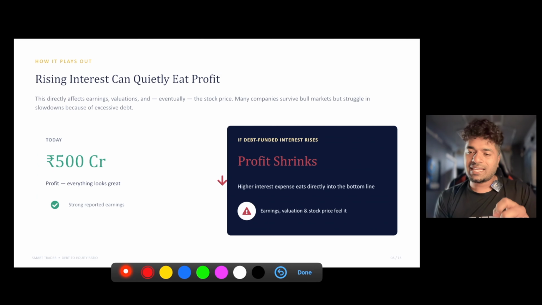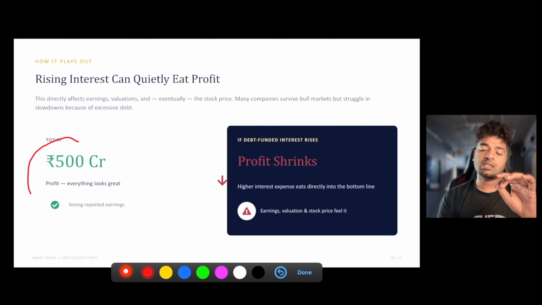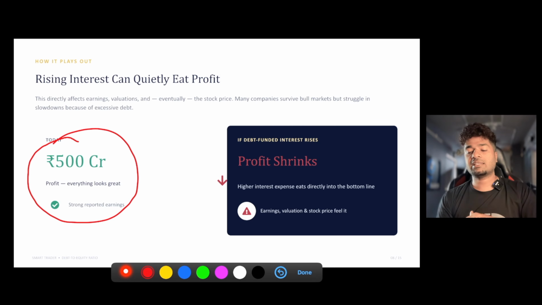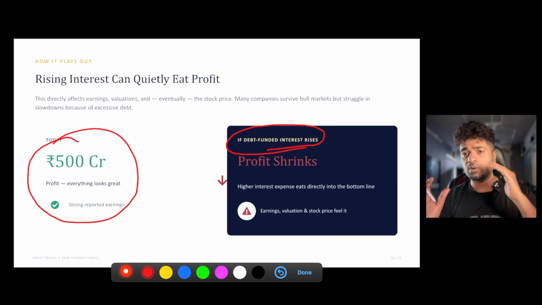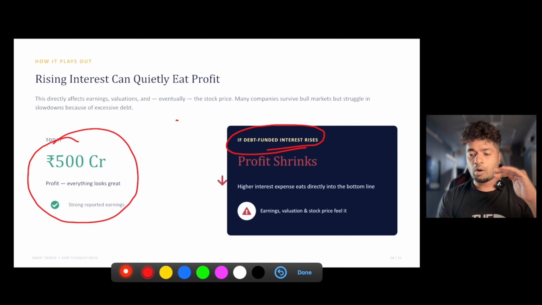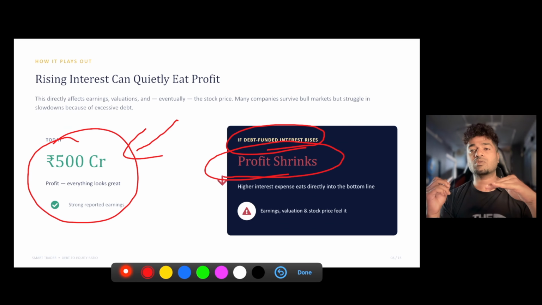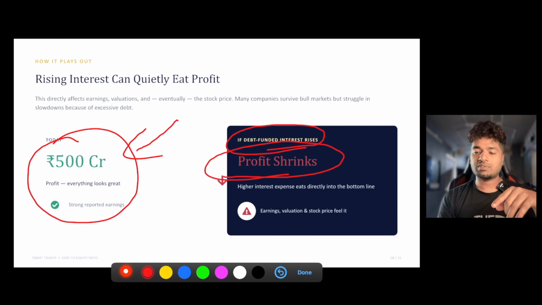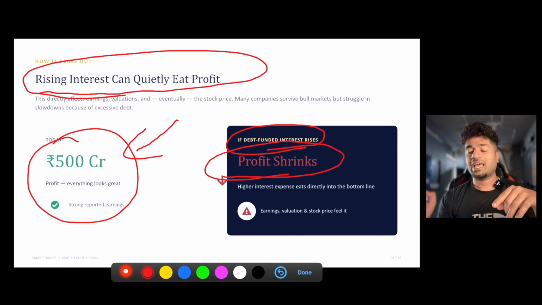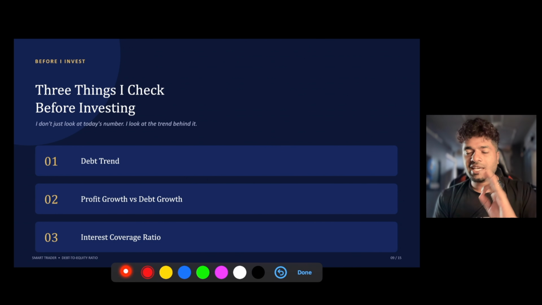Also, one important thing: there are situations where the profit of the company is good, let's say in this example it's making 500 crores, and everything is good and nice. But what if the interest rises? If it is a floating interest, when there is an interest rate change, it affects you, and the interest goes high. Automatically, however high your profit is, it will start shrinking every time the interest goes higher. So you need to be very careful. This is one of the factors which will eat off your profit, and that will definitely impact the stock's price and valuation and everything. So you can check three things before investing.